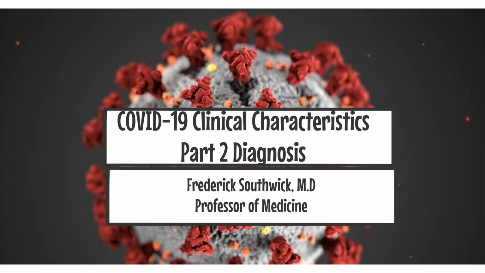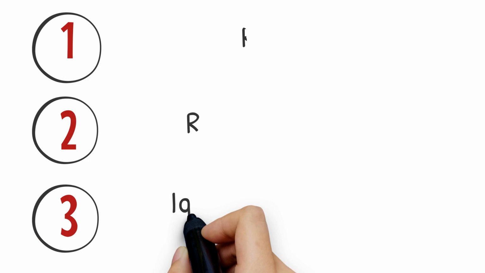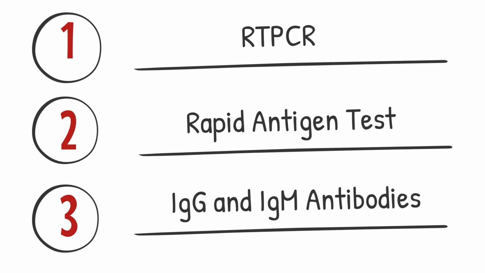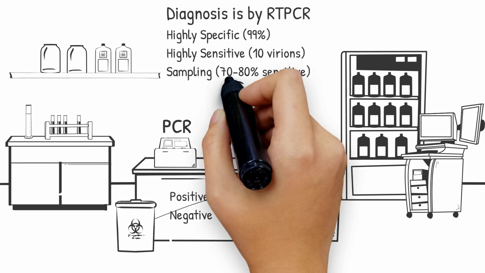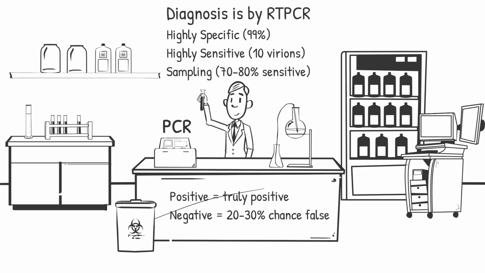How do we diagnose SARS-CoV-2 infection? There are three tests available for diagnosing SARS-CoV-2: RT-PCR, rapid antigen tests, and IgG and IgM antibody tests. Diagnosis is made primarily by reverse transcriptase polymerase chain reaction, abbreviated RT-PCR, sometimes referred to as the molecular test.